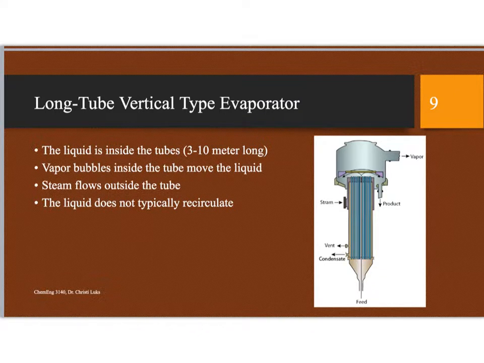Long tube vertical type evaporators typically mean that the tubes are going to be 3 to 10 meters long, and the liquid is again going to be inside the tubes, and the vapor bubbles inside the tube will be what actually causes the motion. Steam will flow outside the tube, and typically you're not going to recirculate this liquid, so it has to do all of its evaporation while it is still inside those tubes.